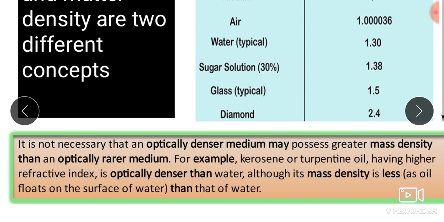Optical density is purely decided by the speed of light traveling, how fast it travels in the given medium. Next, water is 4 by 3 and the glass, as I said earlier, is 3 by 2. So if I am asking about the refractive index of water with respect to the glass, then the ratio 4 by 3 by 3 by 2 gives us the relative refractive index, whereas 4 by 3 is the absolute refractive index of water, and 3 by 2 is the absolute refractive index of glass.